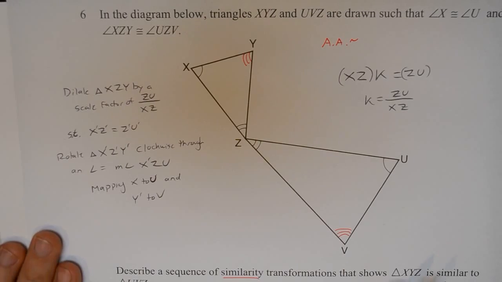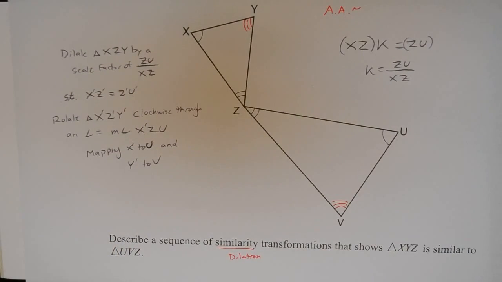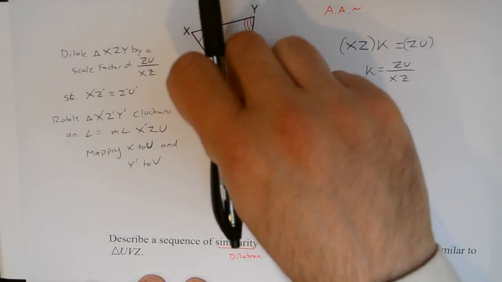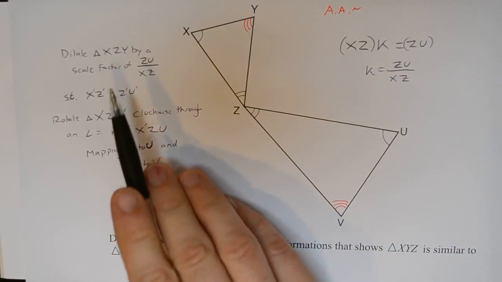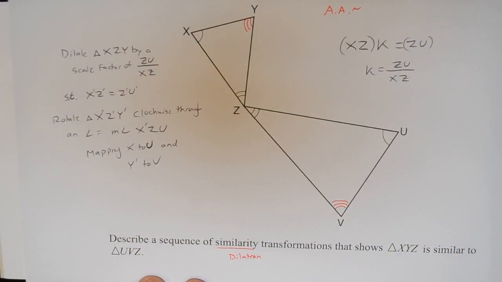So now we've got a sequence of transformations. Let me just bump that up a little bit. We've got a sequence of transformations, a dilation and a rotation that are going to map this triangle directly on top of that one. And so now we know that they're similar triangles because we can make this one exactly the same as this by just dilating and then proving that they're congruent by rotating around.